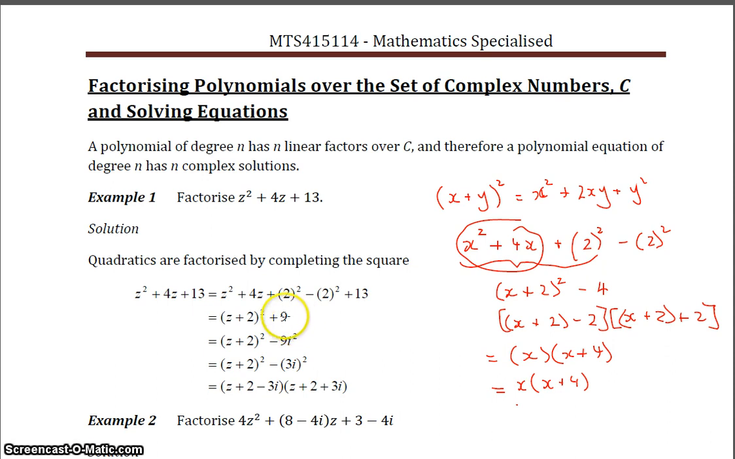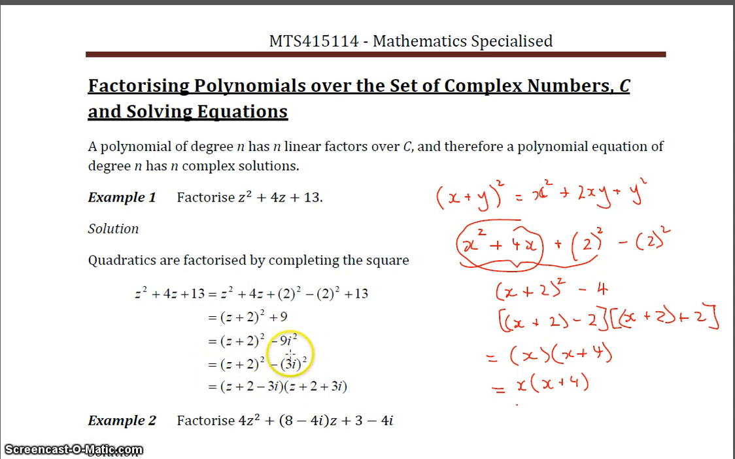Okay, so plus 9 is going to be the same as minus 9 times i squared, because you know that i squared is equal to negative 1, and negative 1 times negative 9 will be positive 9. So we're just rewriting our plus 9 to be minus 9i squared, which is equivalent. Now 9i squared we could write as (3i) squared.